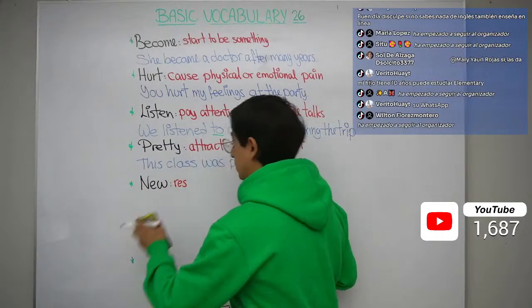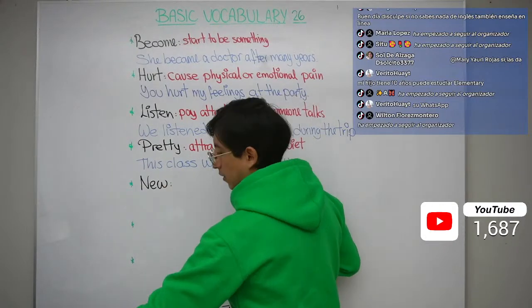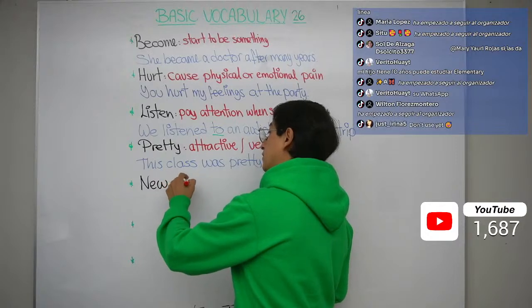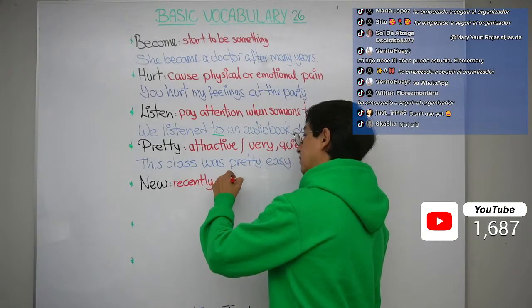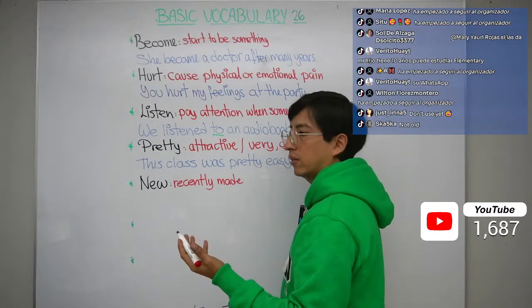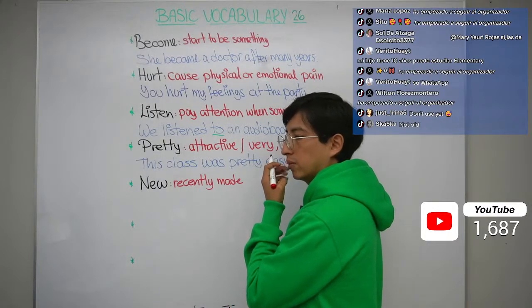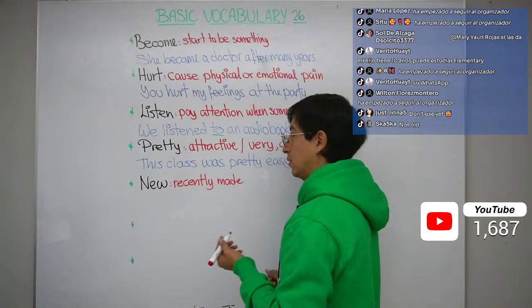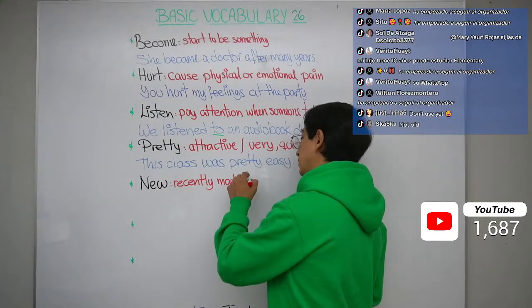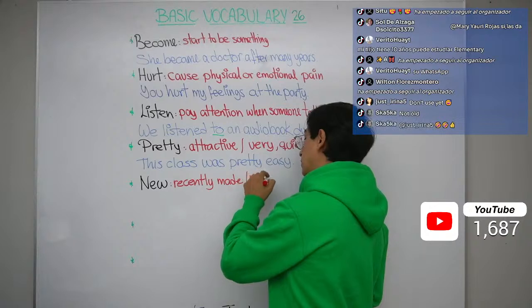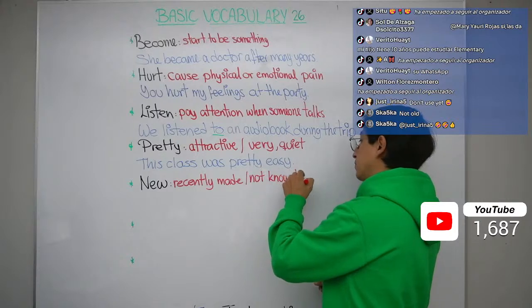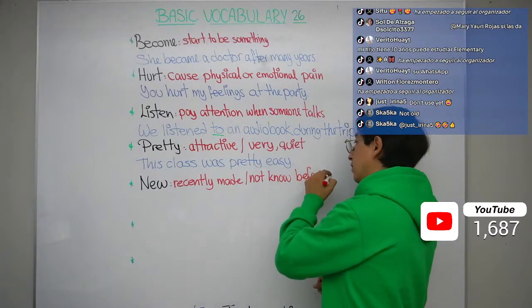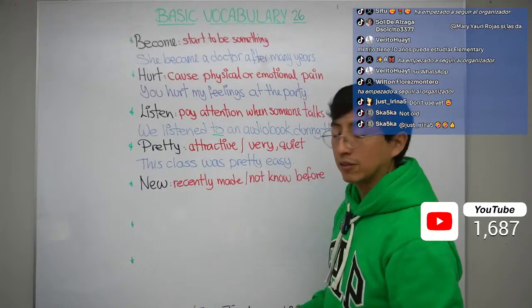made. Something that is recently made. Okay. Or recently bought. Also, yes, we can use that too. Other thing is something not known before. Okay. So this is what we have here in this case.